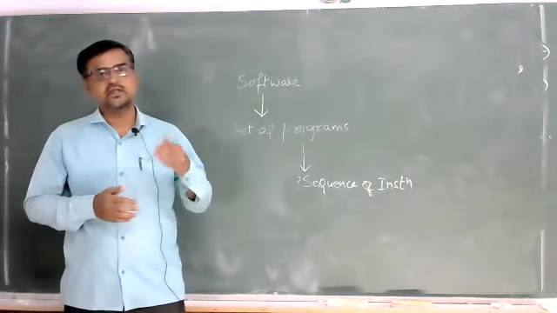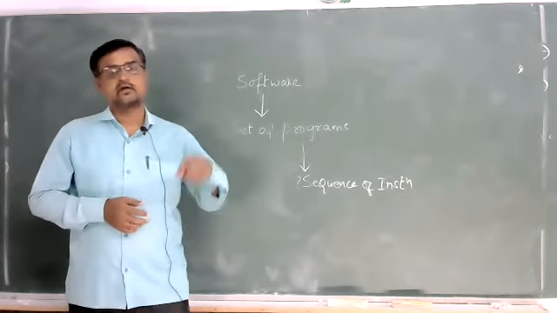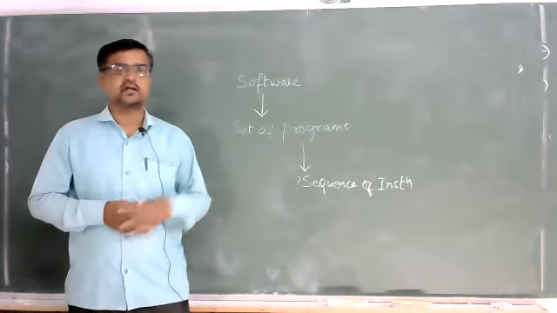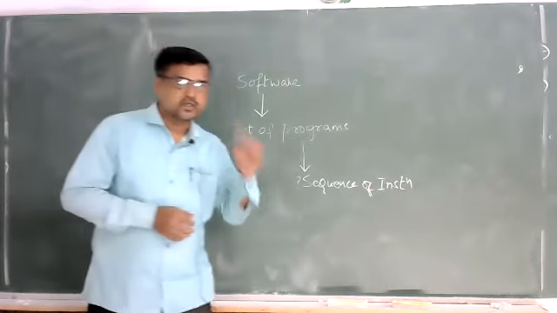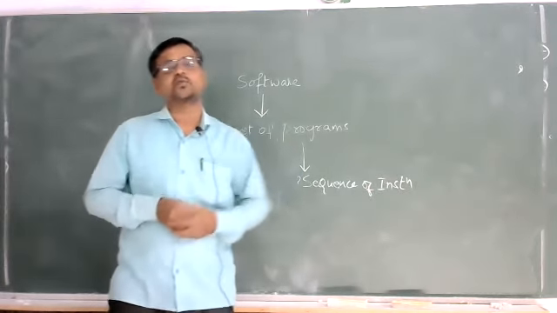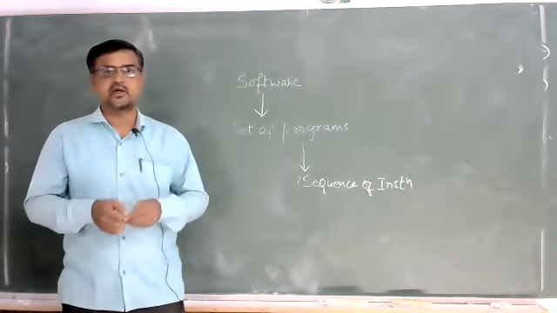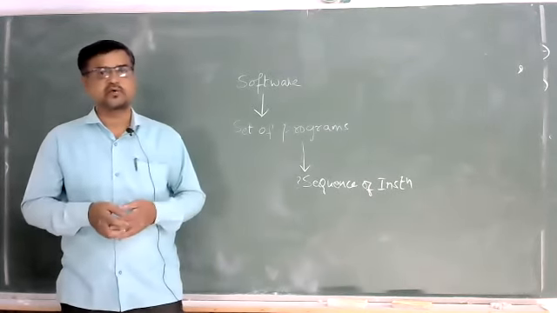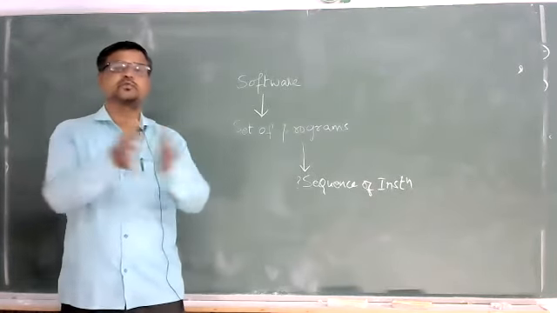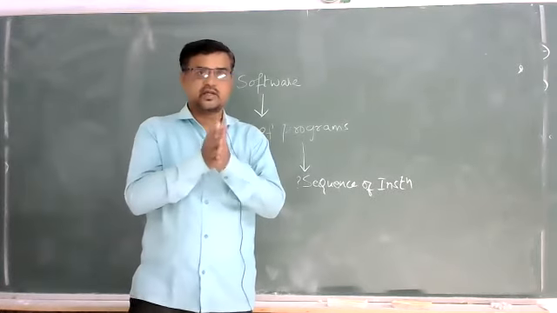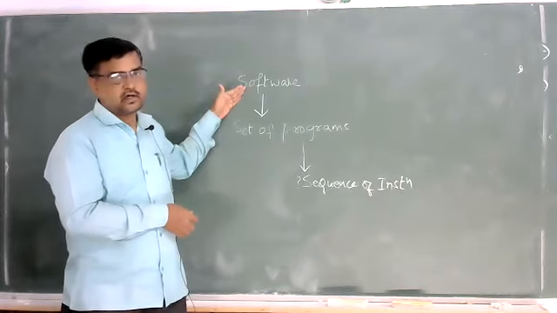So to accomplish this task, a sequence of instructions is written, which together will work and get your work done. This is what we call a program. Similarly, to change the color, one program; to work with the keyboard, one program; to work with the mouse, one program. We have a collection of so many programs, and such a collection we call software.